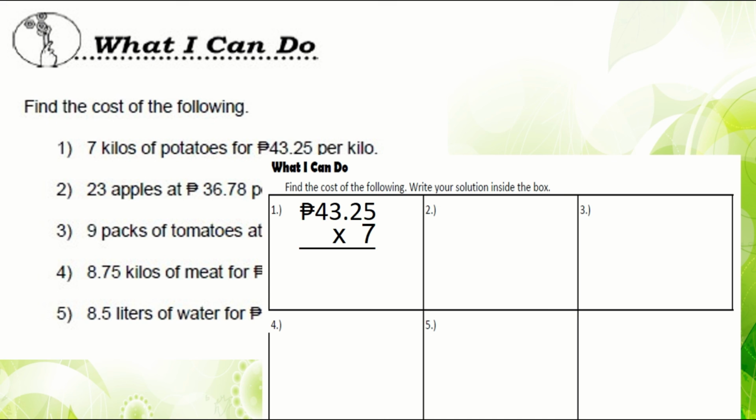So you're going to multiply just like whole numbers. So this is your product. So let's put the decimal point. So we have 2 decimal places in 43 and 25 hundredths. So we should have 2 decimal places. And please don't forget the peso sign.